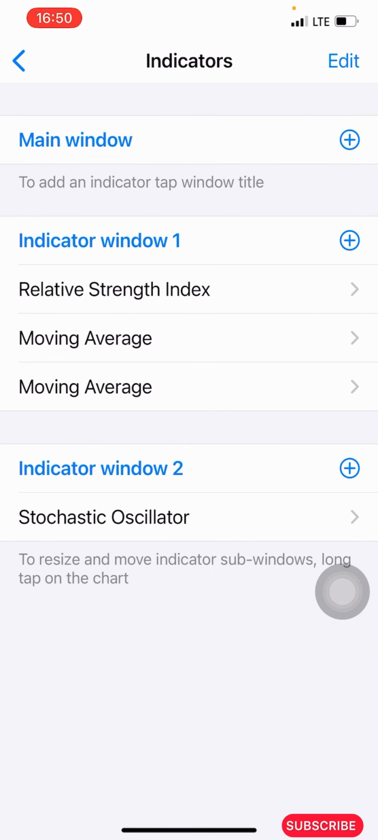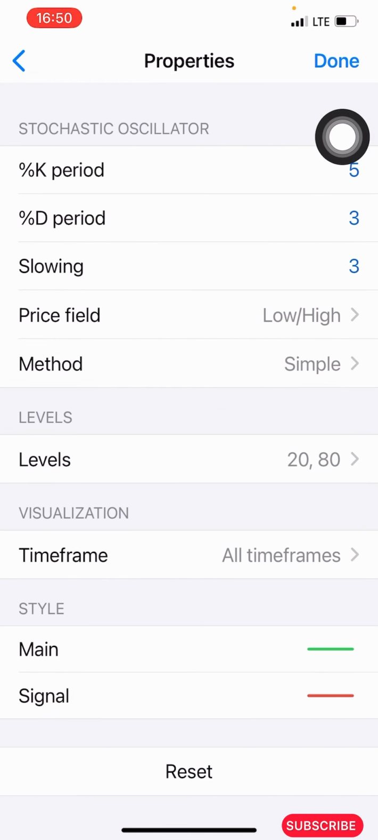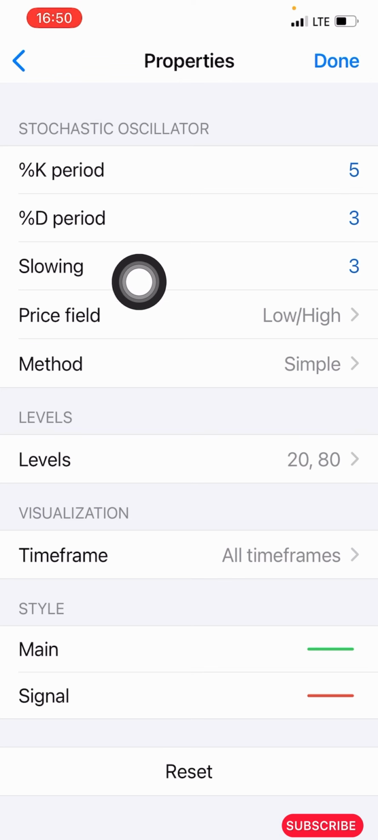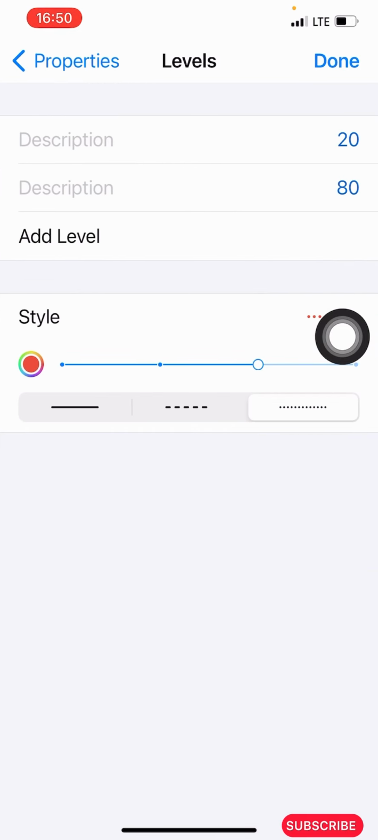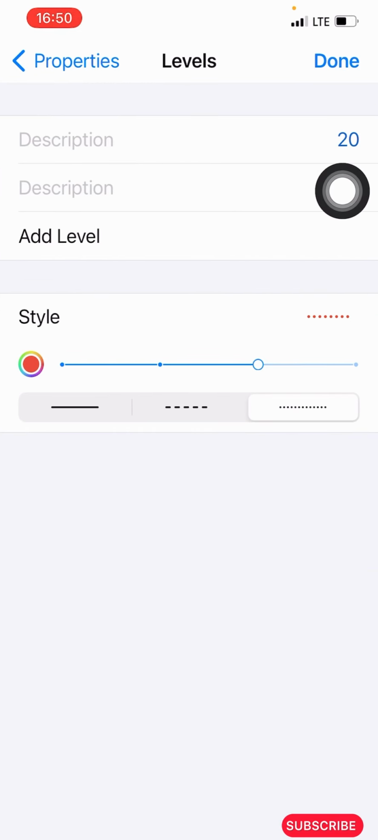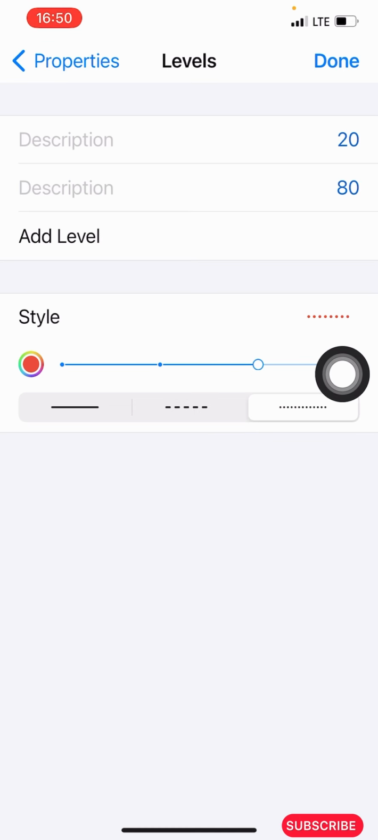Now the last indicator we have here is the stochastic oscillator. You click on this main window plus icon again, the first one, and then you search for your stochastic oscillator. Now you make the K period 5, D period 3, slowing 3, price field low/high, method simple. The levels we have are 20 and 80. The color is red, 3 pixel, and you click on done.